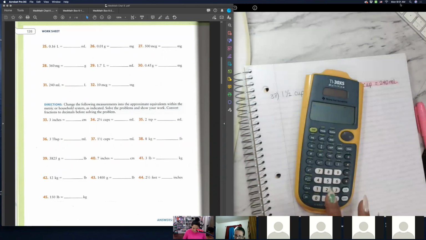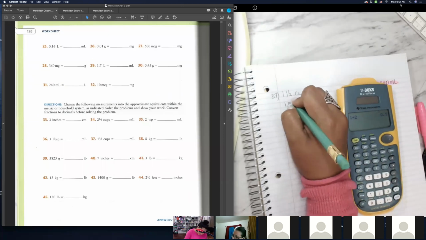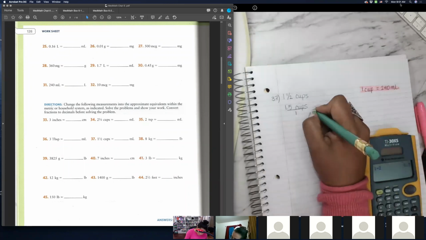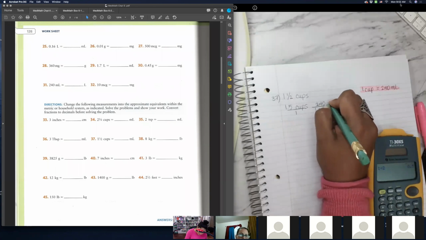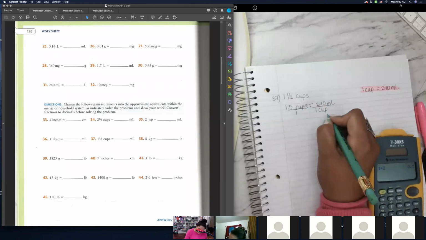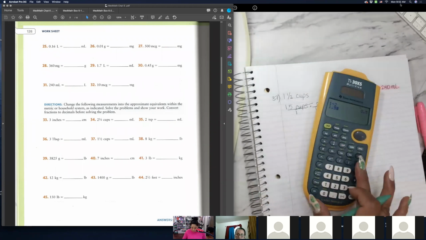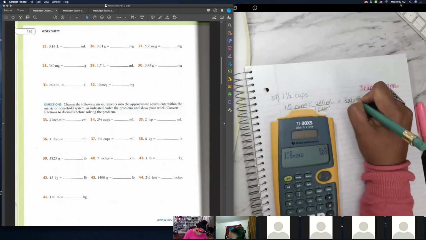So again, how do we change the half into a decimal? Just take 1 divided by 2, and that's a 0.5, right? So we have 1.5 cups. 1 cup is equal to 240 milliliters. Our unit of cups cancel. So just take 1.5 times 240. And that's going to give us 360 milliliters.